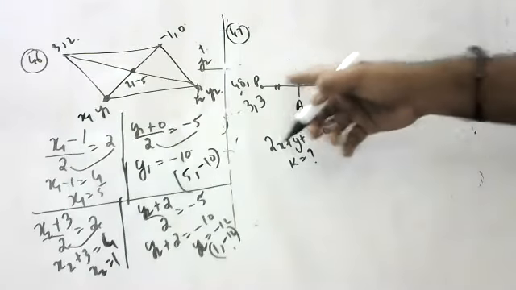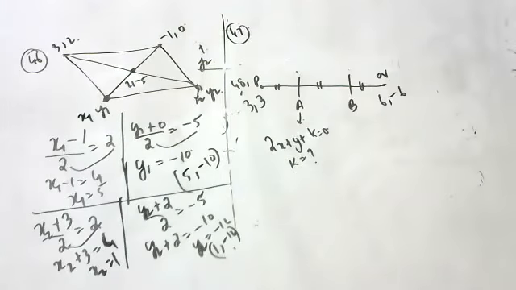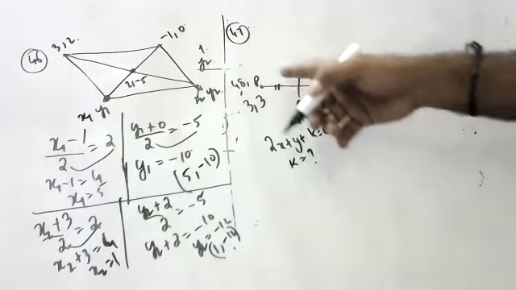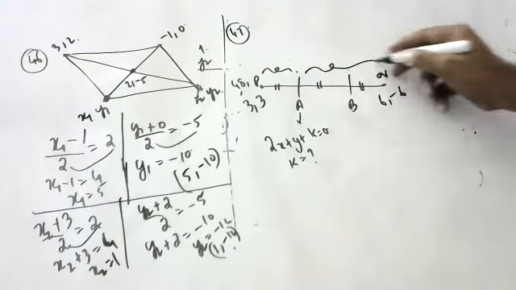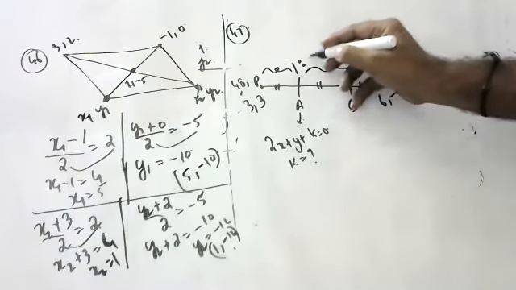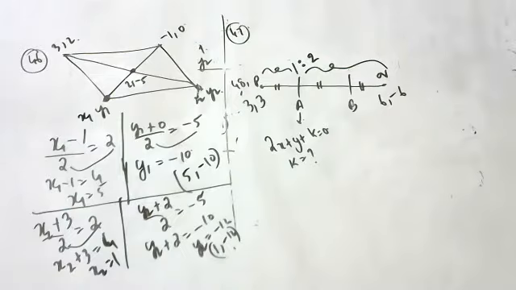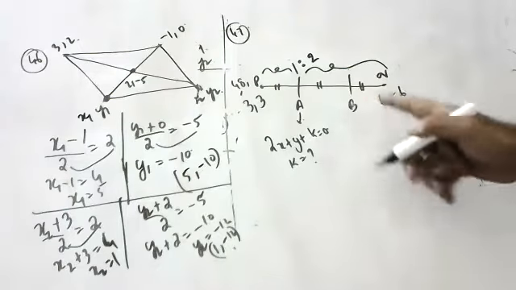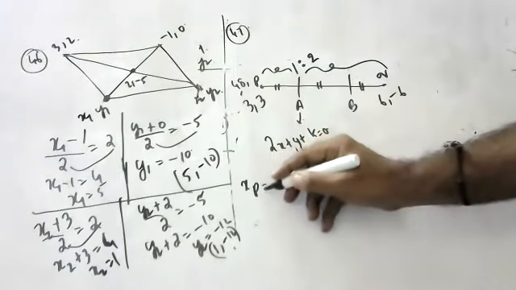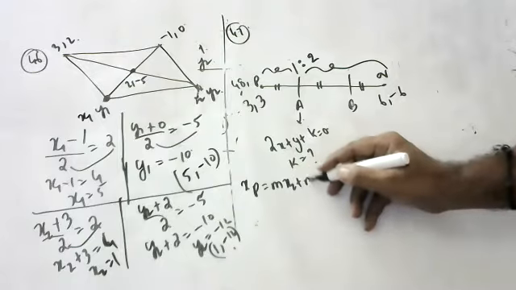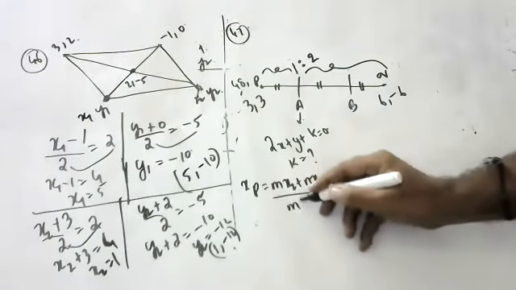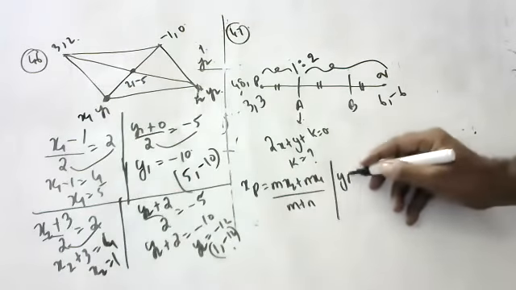Can you please tell me how to do this? P is dividing in what ratio? This is 1 part, this is 2 parts. So what is the ratio? 1:2. Riddhi, can you tell me the section formula? M plus N.